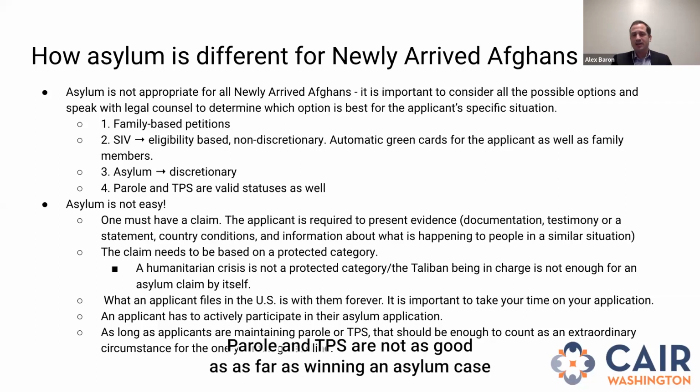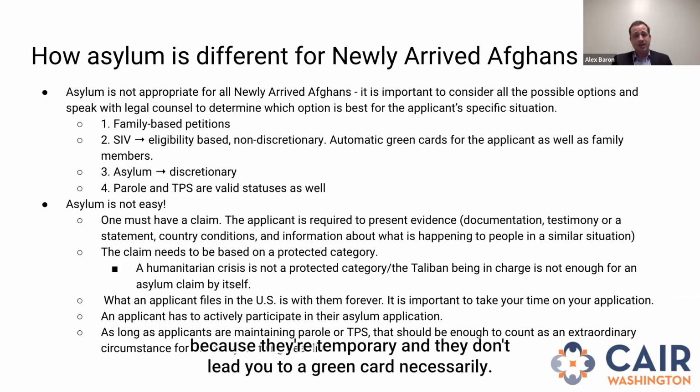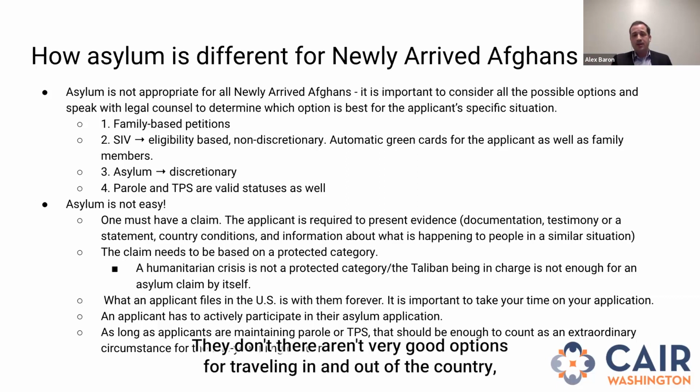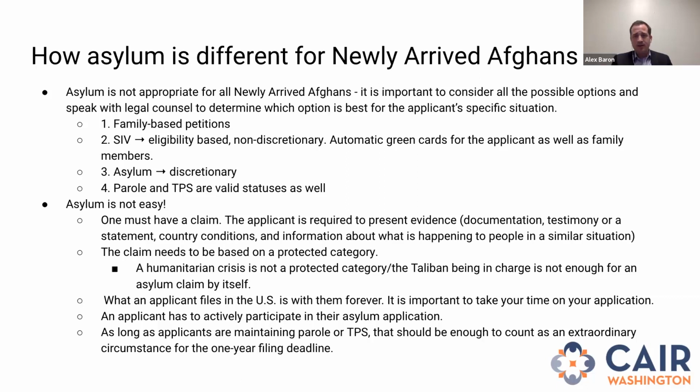Parole and TPS are not as good as winning an asylum case because they're temporary and they don't lead you to a green card necessarily. They don't lead you to citizenship. There aren't very good options for traveling in and out of the country, but they are options that are available right now. So you want to consider those.